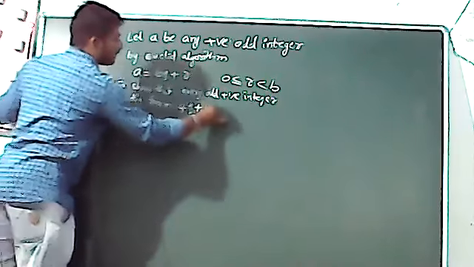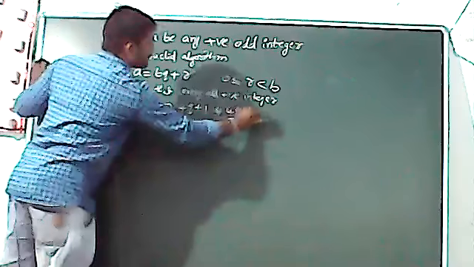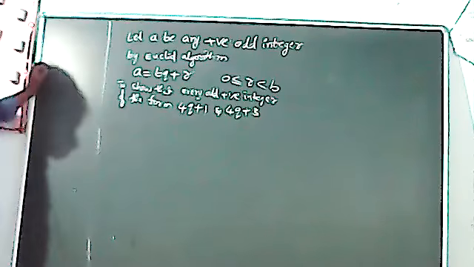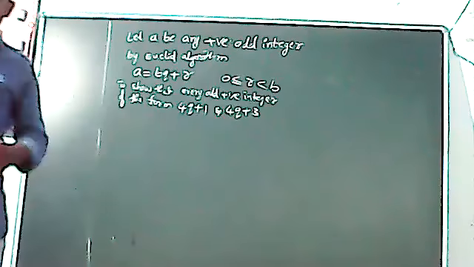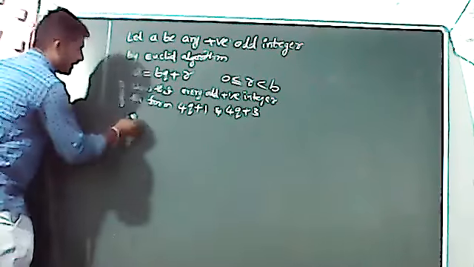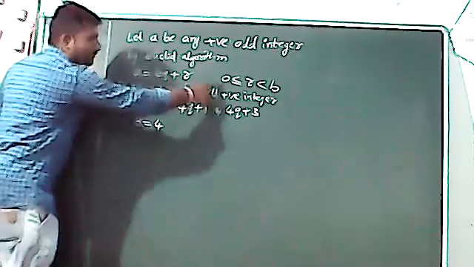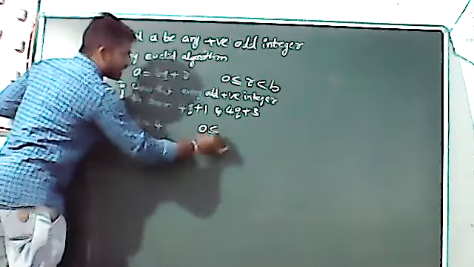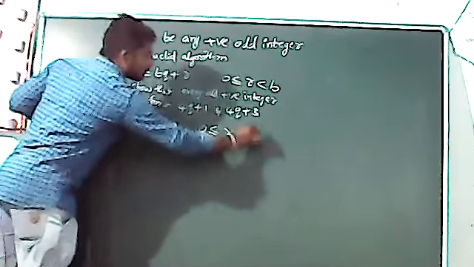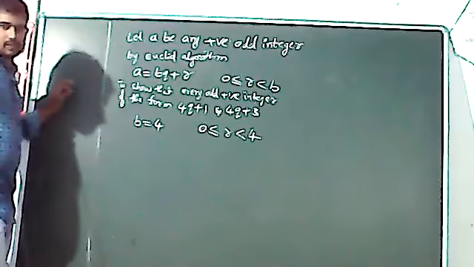4q plus 1 and 4q plus 3. So we need to show this. Now, here what is the value of b? 4, because it is given. Now b is equal to 4. Then how can you find the r value? By using the condition 0 is less than or equal to r less than b. The b value is 4.